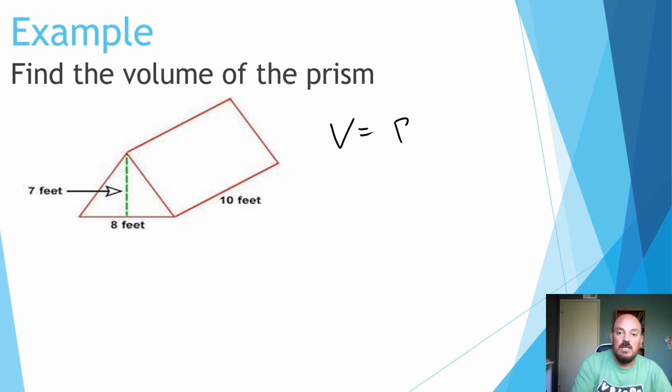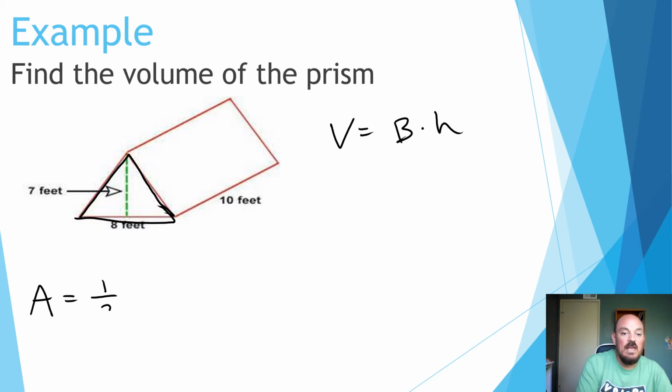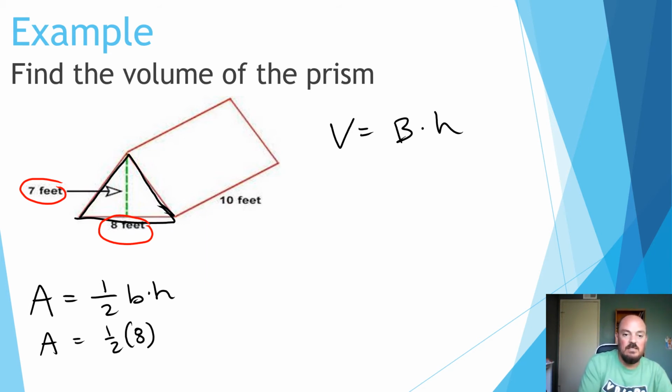So let's do volume equals capital B times H. And I say I need to find the area of the base. Now the base is this triangle right here. So I think, okay, what's the area of a triangle? Well, the area of the triangle is 1/2 base times height. And that's lowercase b. I know it's kind of weird to have two different bases in this problem. But if I'm looking at an area question, area of a triangle is always 1/2 base times height. Well, in this triangle, the base is 8 feet and the height is 7 feet. So the area of this triangle is 1/2 times 8 times 7, which would be 4 times 7 is 28.